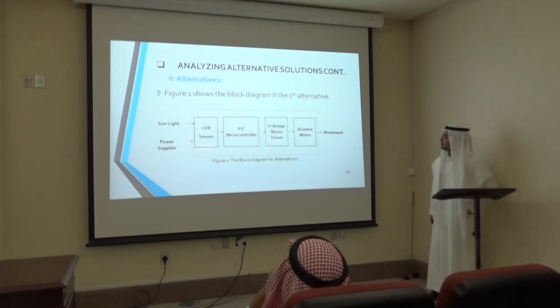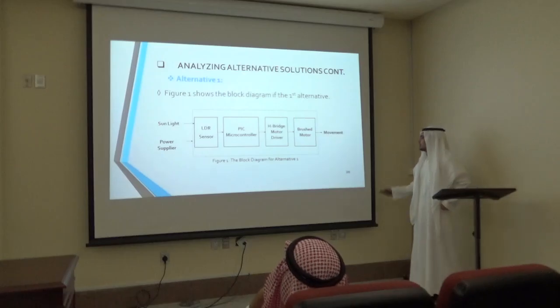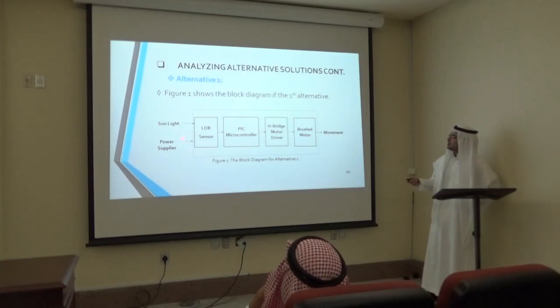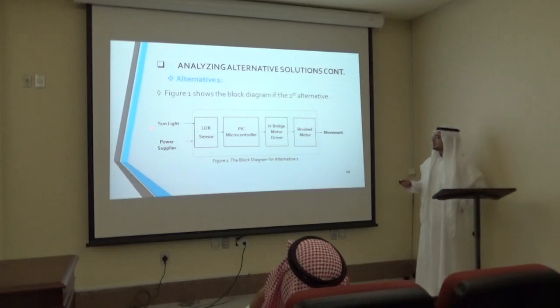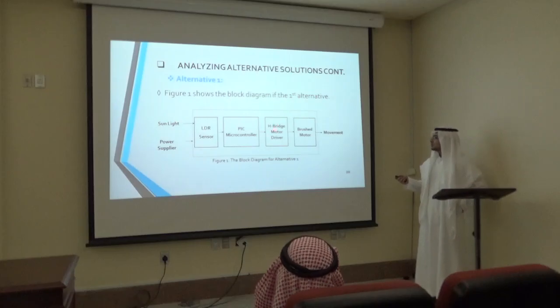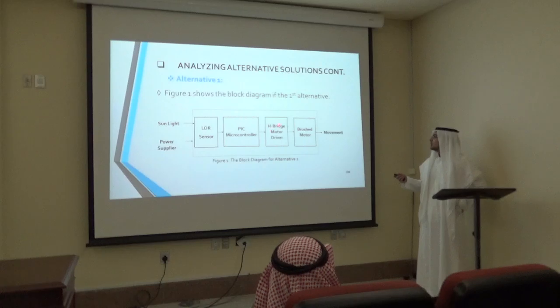As you can see, figure 1 shows the block diagram of alternative number 1. In this, the power supply will supply the power to the whole project. In our case, it is a battery. The sunlight will be the input of the LDR sensor. The LDR sensor will give a signal to the PIC microcontroller, and the PIC microcontroller will give a signal to the H-bridge. The H-bridge will modify and understand this signal and will let the motor operate.